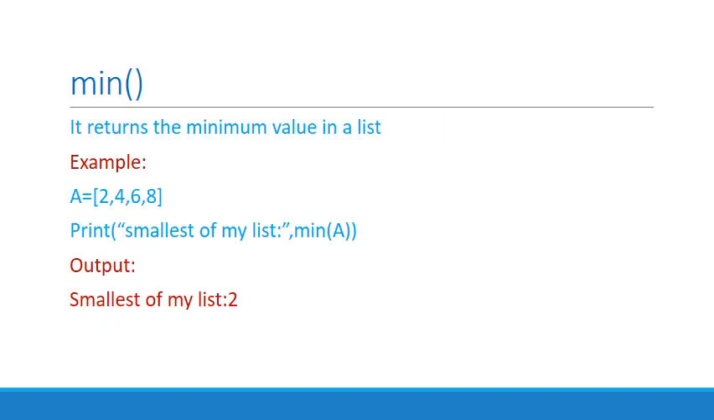Next, min function. It returns the minimum value in a list. So this function returns the smallest value from the given list. And here we had given the numbers 2, 4, 6, 8 and in that the smallest number is 2. So we will get that number as an output.